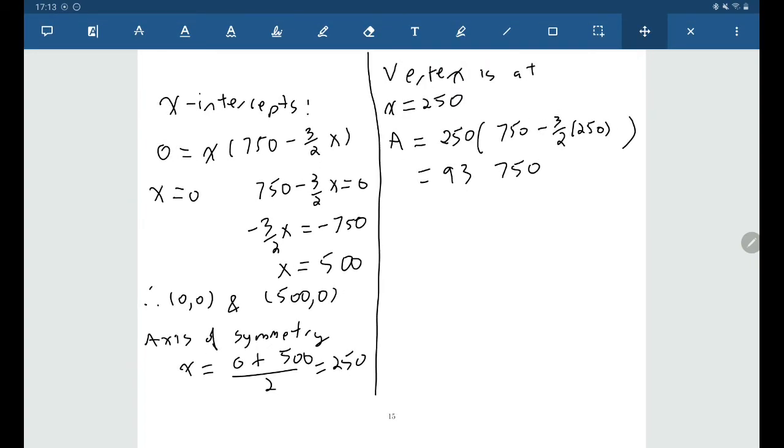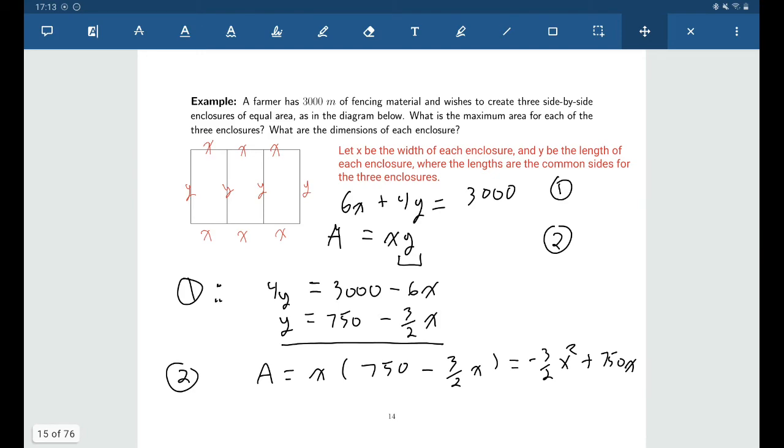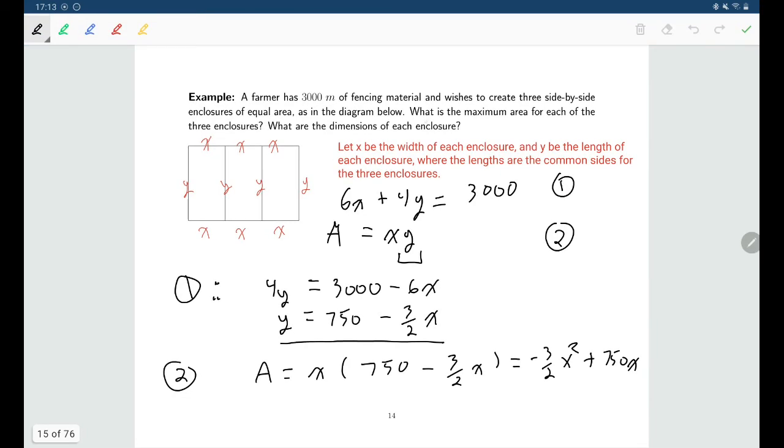So that answers part of our question. Our question was, what is the maximum area for each of these three enclosures? And we now know that. We now found the maximum area. That happens to be 93,750 square meters.